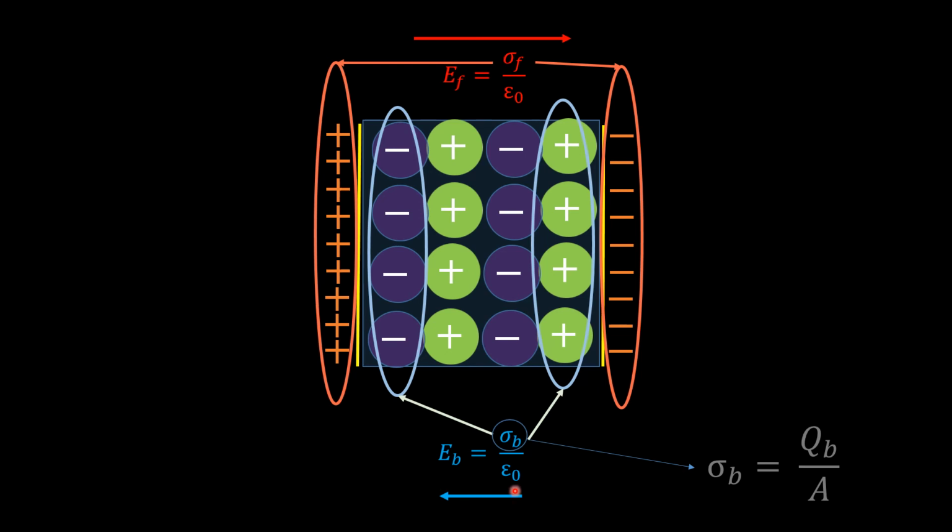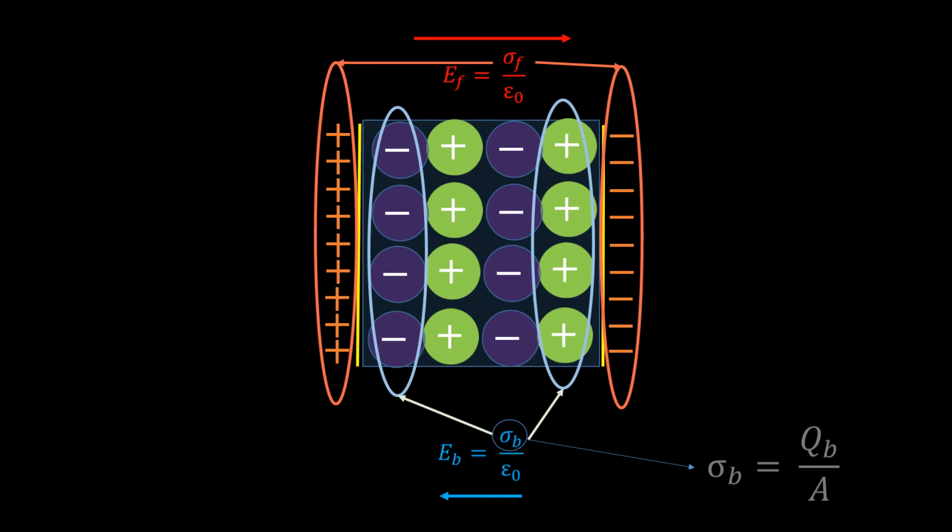Okay, one more thing. Look at the direction of EB, the electric field due to bound charge. It is going from right to left, so it is opposite to EF, and hence we can see that the resultant electric field will be less. So if we don't have a dielectric, the electric field is EF. The moment we insert a dielectric, we have one more field produced in the opposite direction, so the resultant field will be reduced.